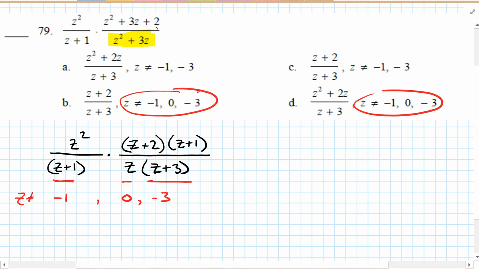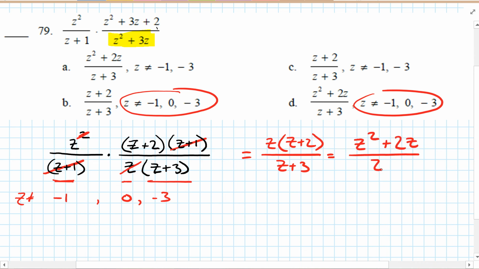Now we slash and burn. I can cancel the z plus 1s. I can cancel a z and the z squared. So I'm going to get z times z plus 2 over z plus 3. I don't see that anywhere directly, so I'm going to distribute the z. So I'm going to get z squared plus 2z over z plus 3 with those restrictions. So my answer is D.